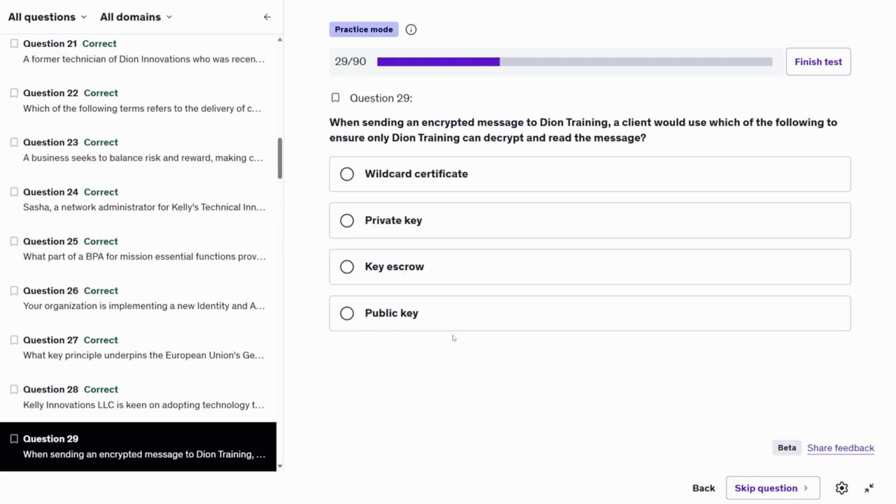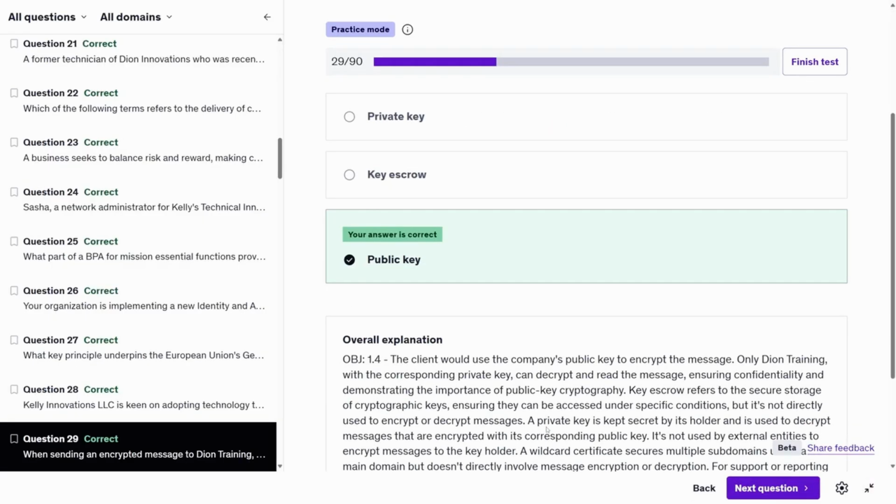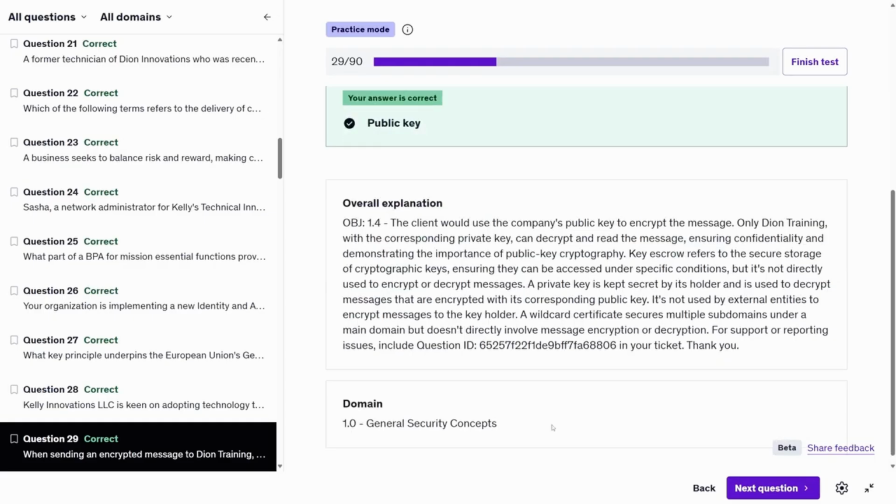When sending an encrypted message to Dion Training, a client would use which of the following to ensure only Dion Training can decrypt and read the message? Correct answer is D, a public key. The client would use the company's public key to encrypt the message.